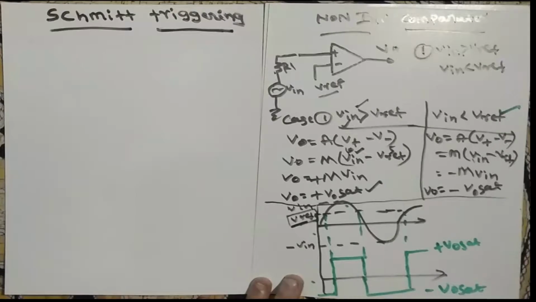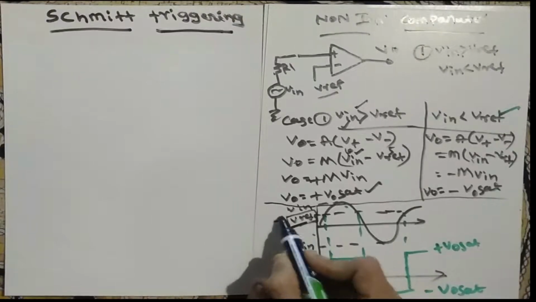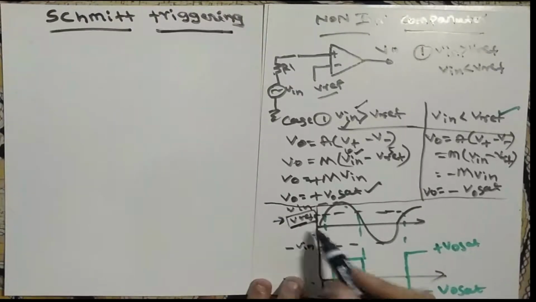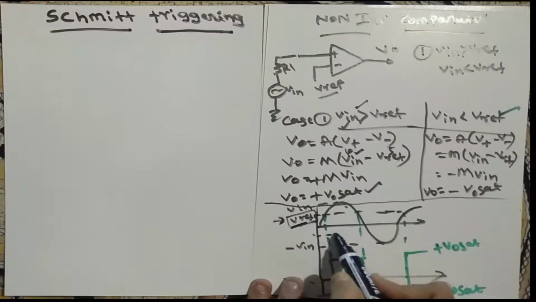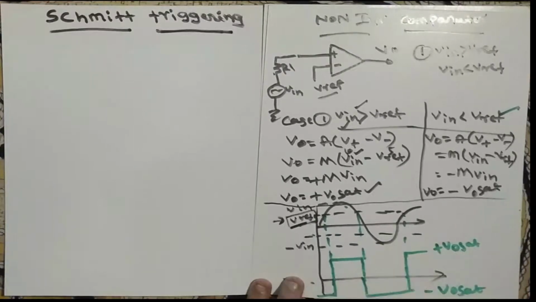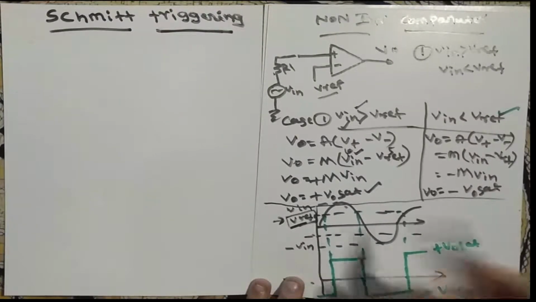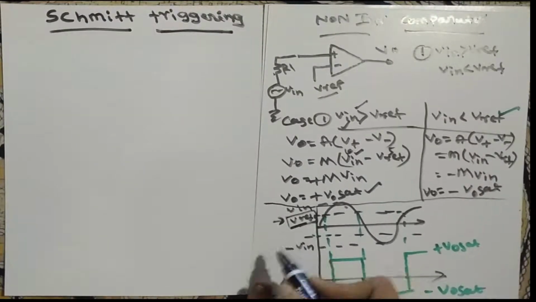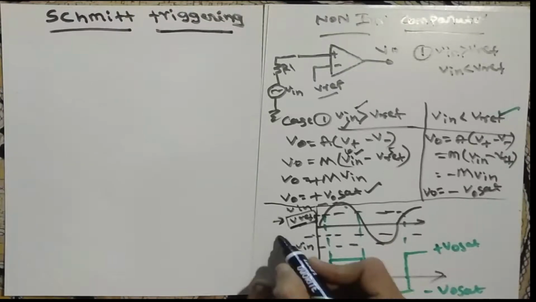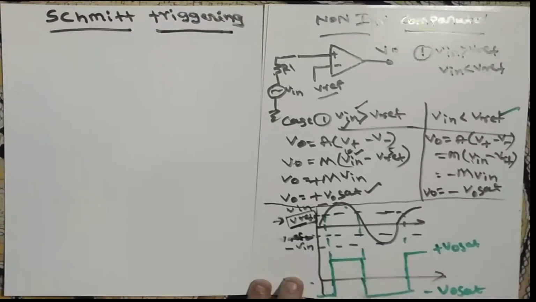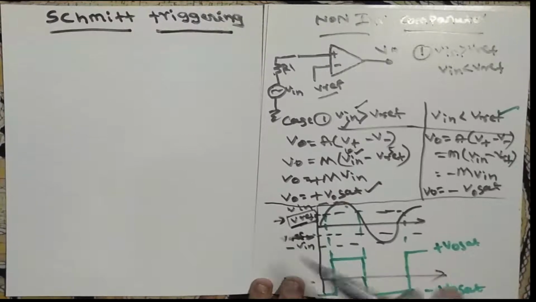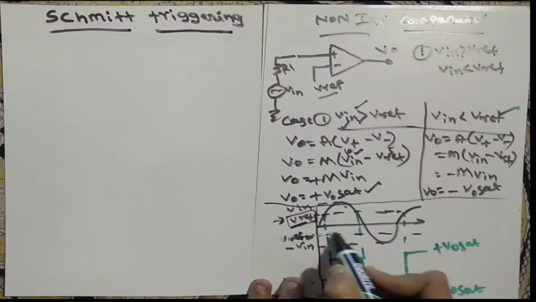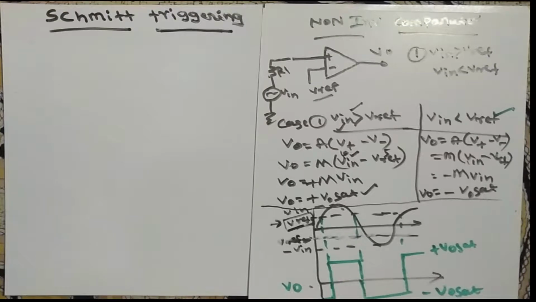In Schmitt triggering, instead of taking one V reference, we are taking two V references. That means one is positive and another is somewhere negative, or you can take both positive or both negative, anywhere you can take it. We will discuss that later. Another V reference we will take. This one we call V reference 1, and this one V reference 2. So it will take one more point here, and it will decide at which point we have to make the output higher or lower.